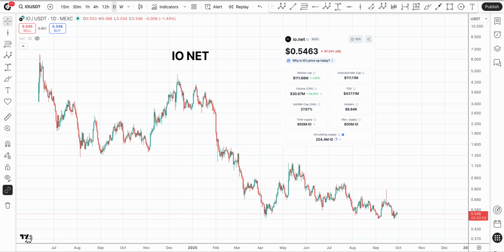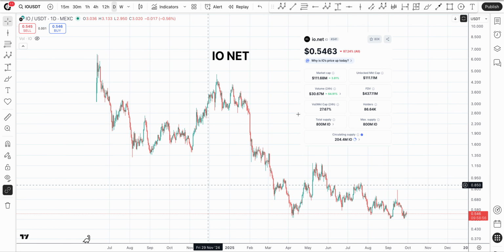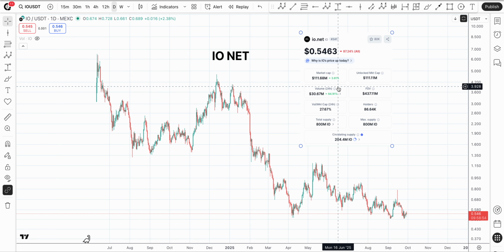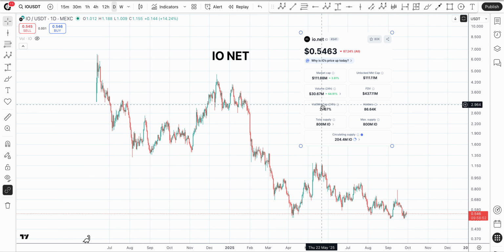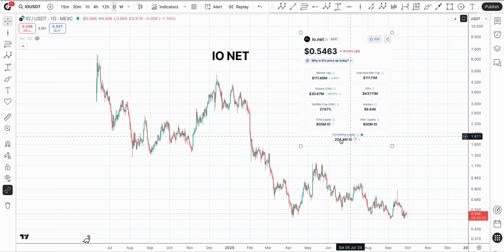I have IONet up on the screen, the daily price chart. This thing hasn't been around too long. Looks like its inception was June of 2024. I put a video out on this a very long time ago, and I looked at the market cap on this thing. So looking at this right now, there's only 200 million IO circulating. There's a total supply of 800 million.